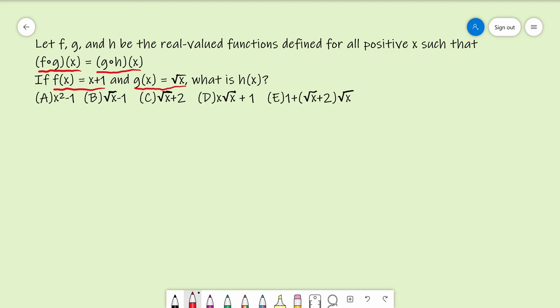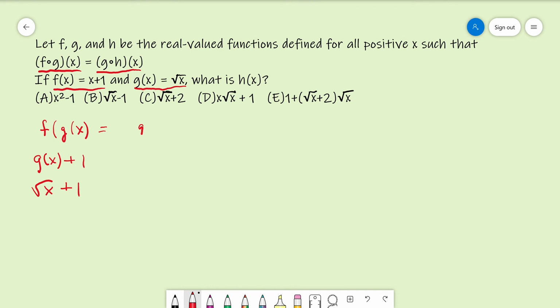So the way to do this problem is to, first of all, write out the composition of f and g. So let's see, f compose g, that's the same thing as f of g of x, is equal to, well, f of x is x plus 1, so f of g of x is going to be g of x plus 1. Well, what's g of x? That's just root x plus 1. Okay, so that gives us the composition of f and g.